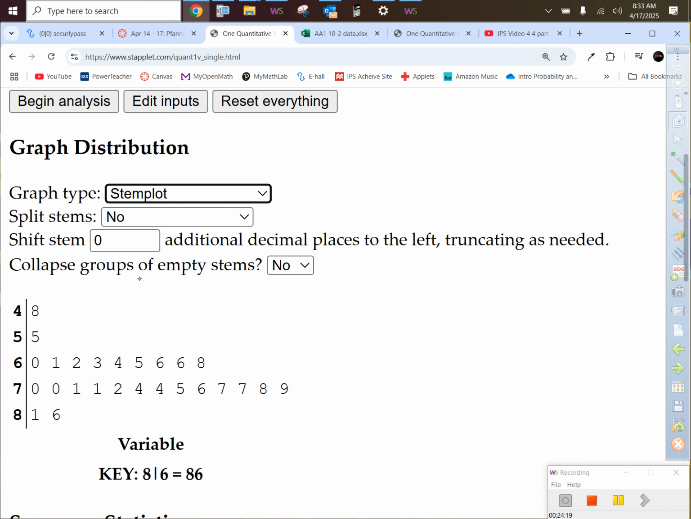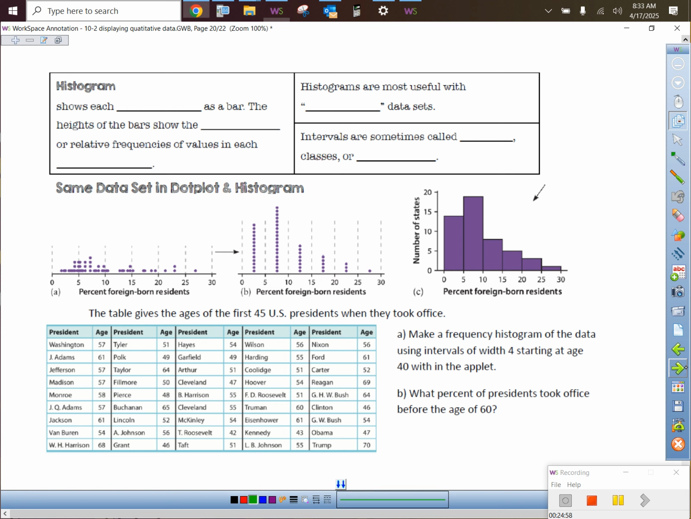Does that kind of make sense? You need that because that really shows you there would be a gap there in that spot, right? So if you start a stem with a 4 and you need to get up to 86, you've got to go 4, 5, 6, 7, 8. Is that okay? And then the last thing is the histogram. The histogram shows each interval as a bar. The heights of the bars are the frequencies or relative frequencies in each interval.